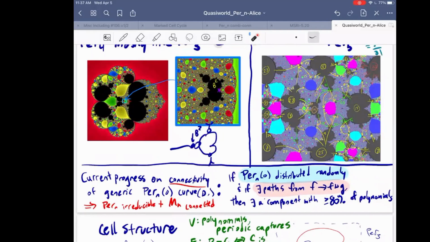Of course, there are other ways that you could upgrade combinatorial connectivity to connectivity. But the current state of the progress that I have on this problem, just as long as I'm talking about this, is that if these veins exist, or you have a weaker statement that would prove something like this, and if in some sense the polynomial components are distributed randomly, then there has to exist a component that has at least 80% of polynomials in it.